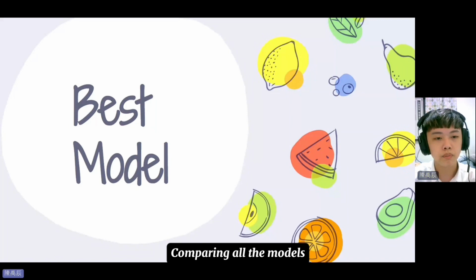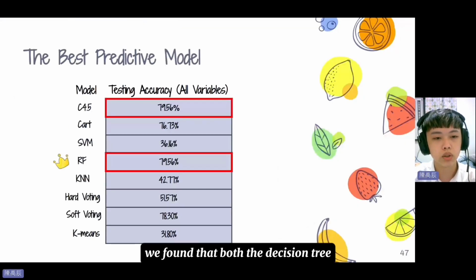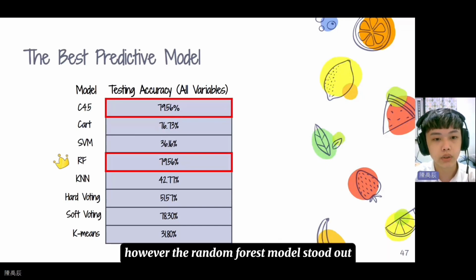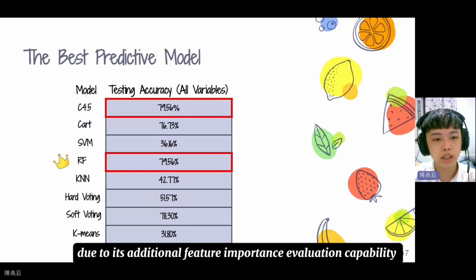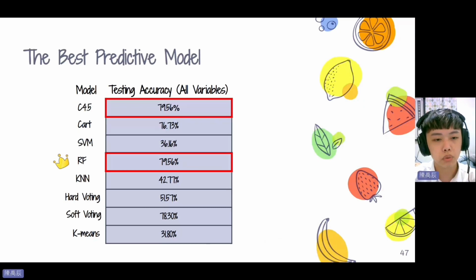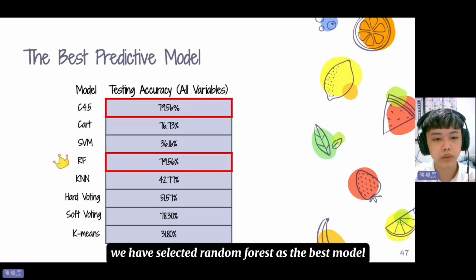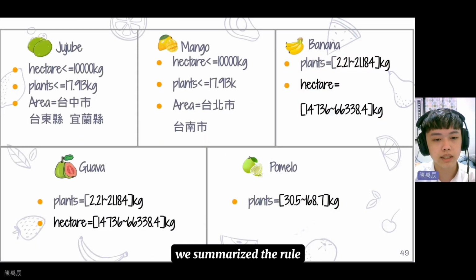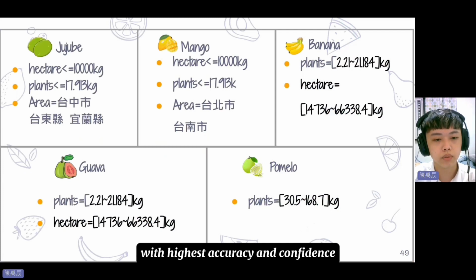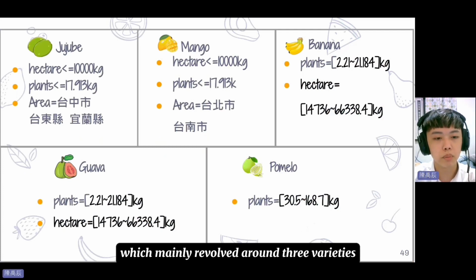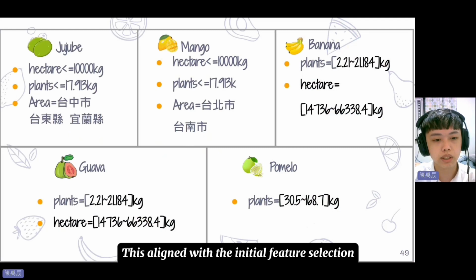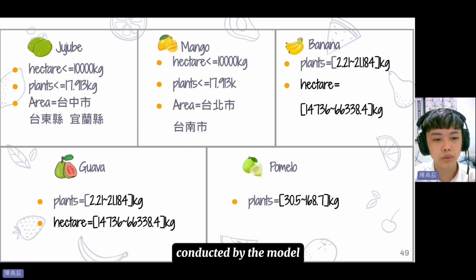Comparing all the models, we found that both the decision tree and random forest achieved the highest test accuracy. However, the random forest model stood out due to its additional feature importance evaluation ability. Therefore, we have selected random forest as the best model. And in the conclusion part, we summarize the rules with high accuracy and confidence, which mainly revolved around 3 variables: area, plant kilogram, and hectare kilogram. This aligns with the initial feature selection conducted by the model.